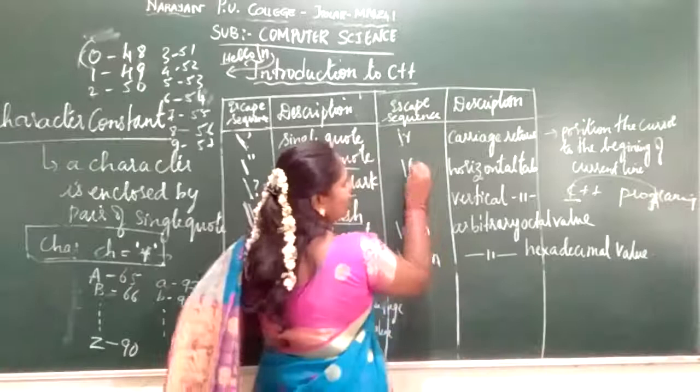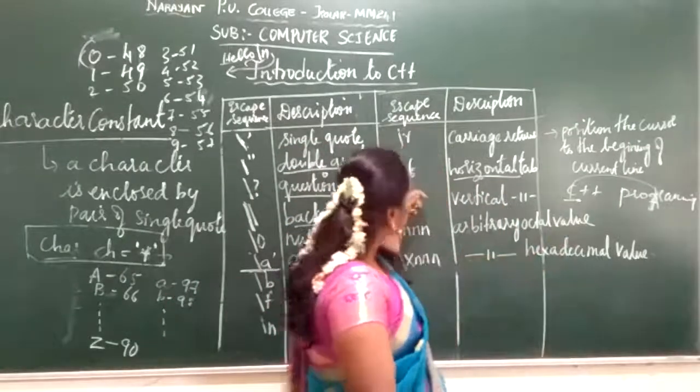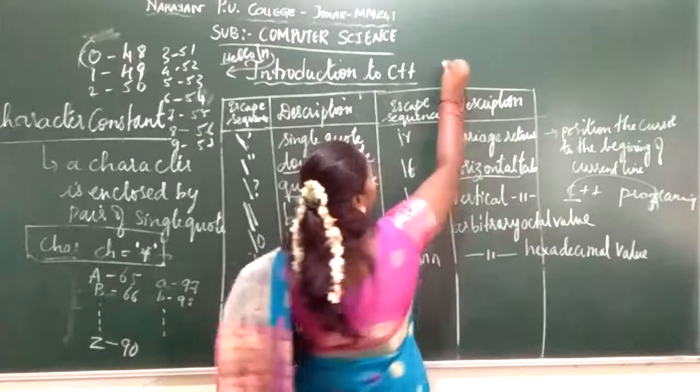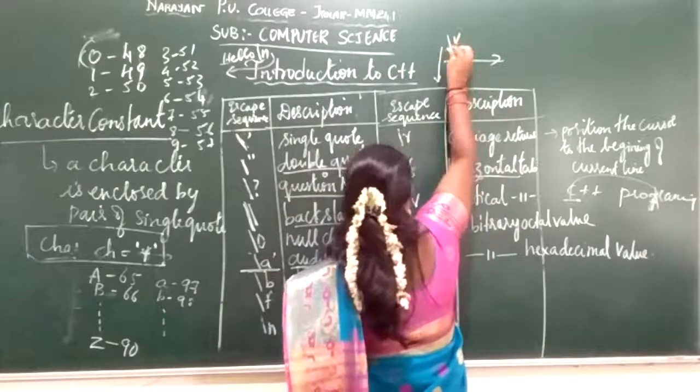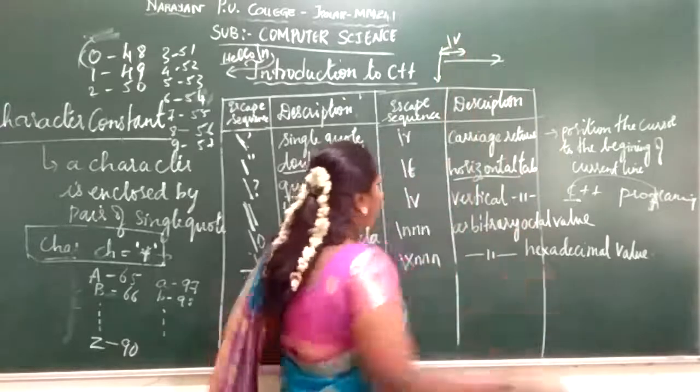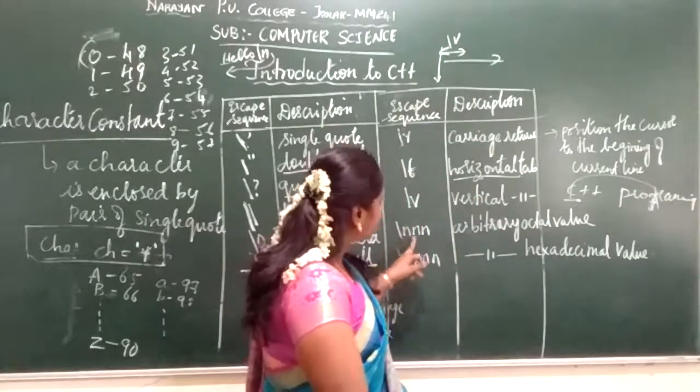Next you have backslash t, that is nothing but horizontal tab. If you want to give a horizontal tab, you use backslash t. If you want a vertical tab, you use backslash v. Here you are also going to have backslash n.